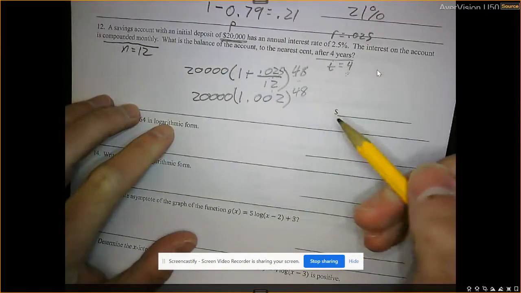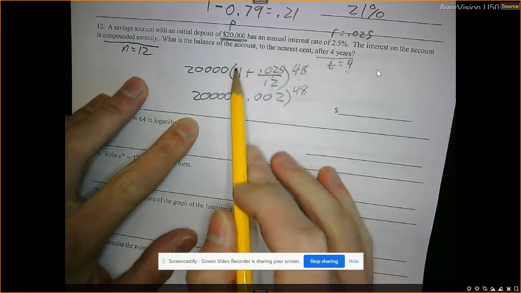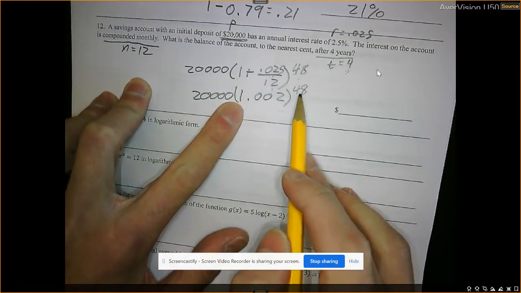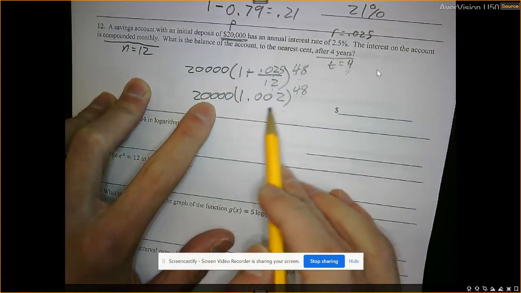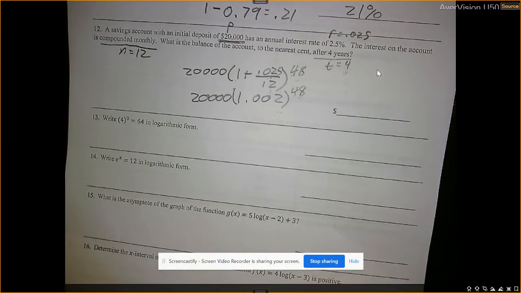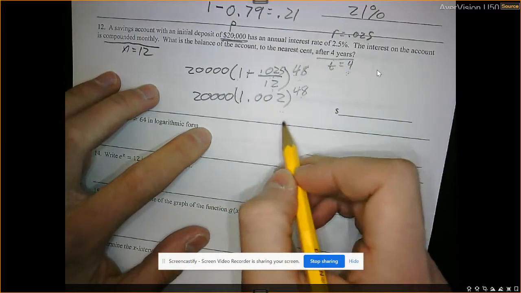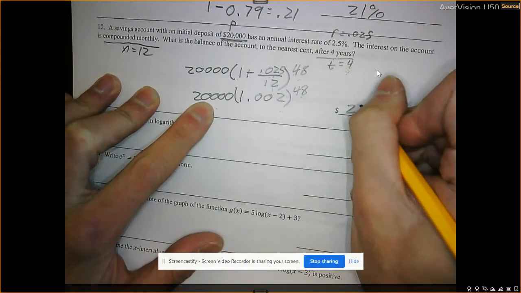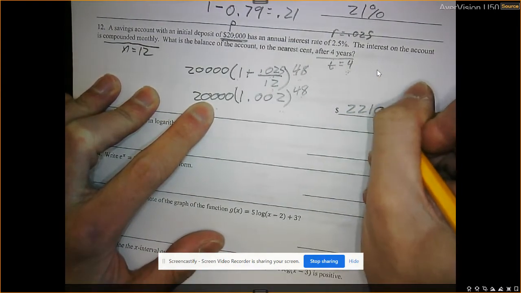So then you need to, again, be following PEMDAS. We did everything in our parentheses first, dividing and then adding. Parentheses are done. Now we know we have to do exponents before multiplication because E comes before M in PEMDAS. So we do 1.002 to the 48th, then multiply that answer by 20,000, and you should get about 22,100.